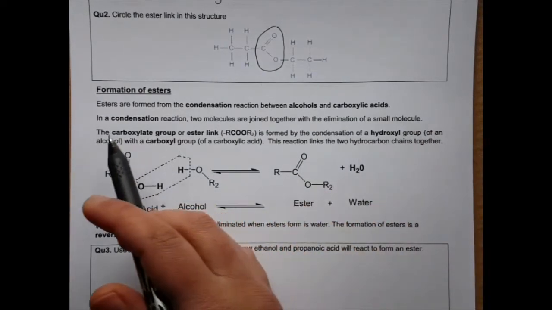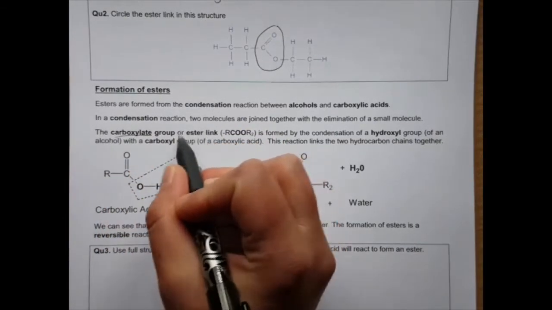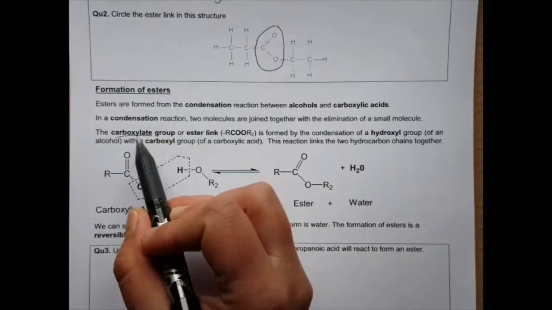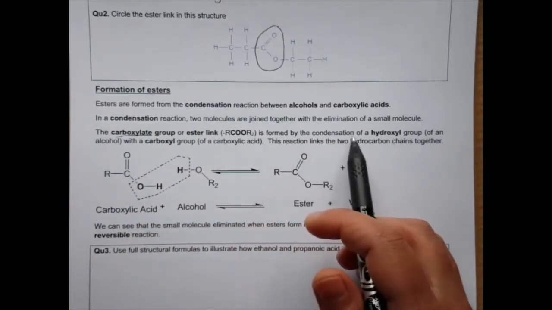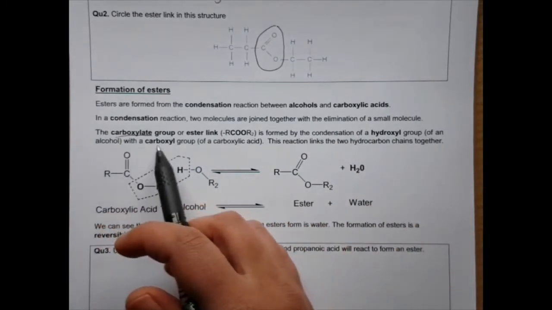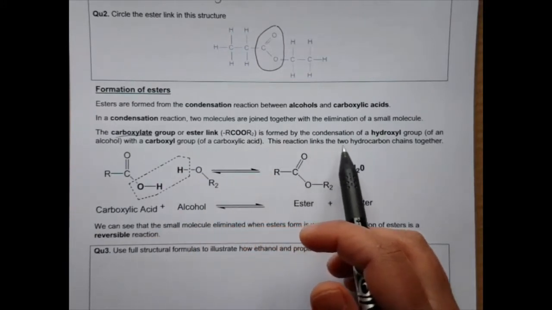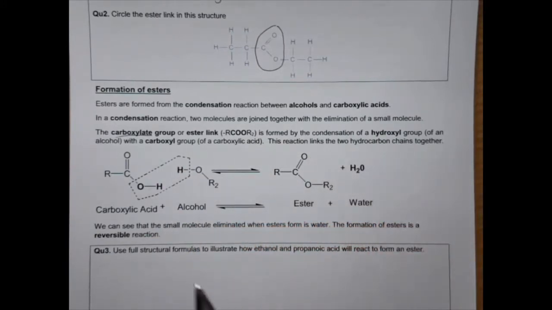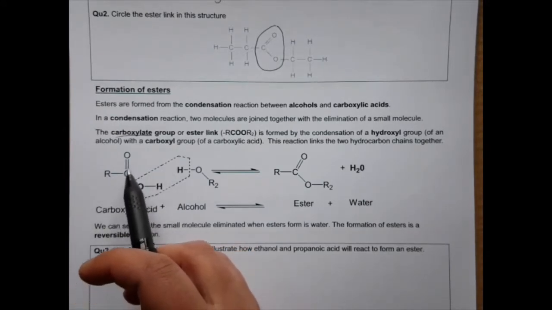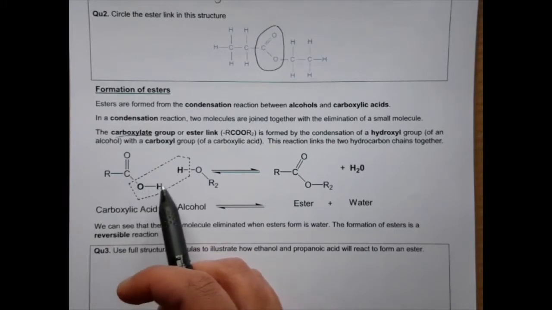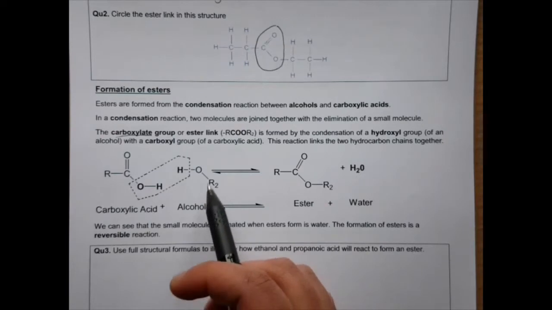The carboxylate group or ester link, so that's worth knowing. There's two different names for the ester link. I tend to use ester link, but it could also be called the carboxylate group. So the ester link is formed by the condensation of a hydroxyl group from an alcohol with a carboxyl group from a carboxylic acid. And this reaction links the two hydrocarbon chains together. So what you can see in this diagram here is that you've got your carboxylic acid with the carboxyl group, and we've got the hydroxyl group from the alcohol.